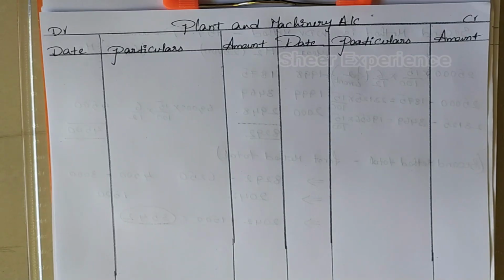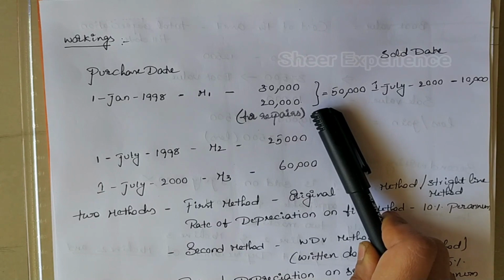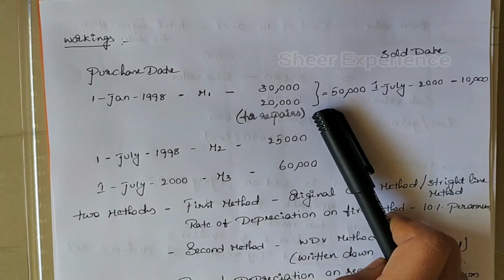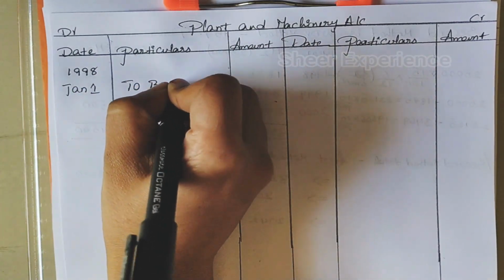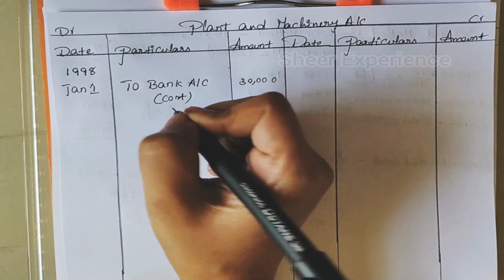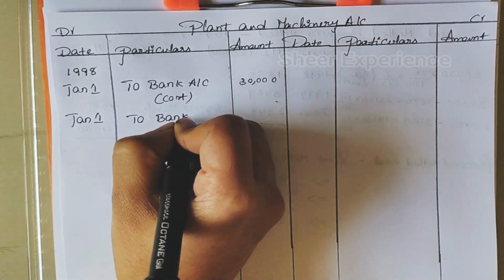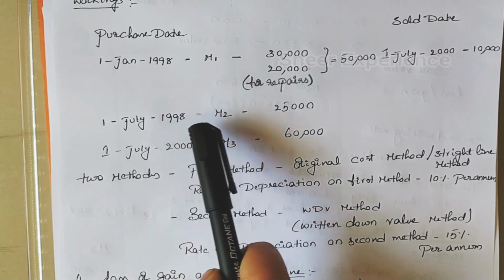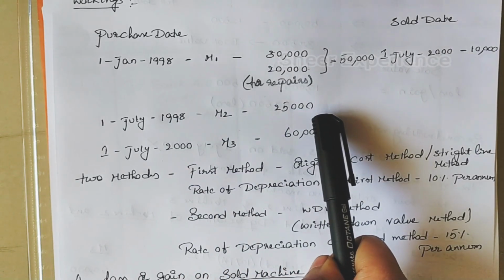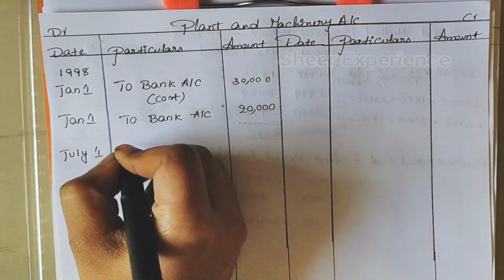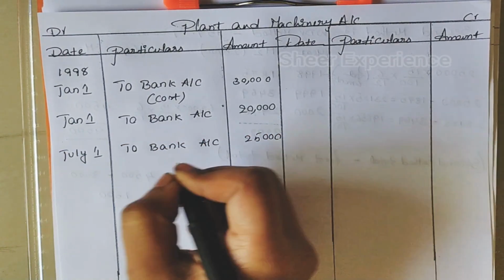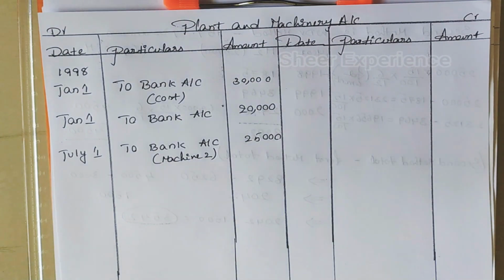Now we will prepare the plant and machinery account. On 1st January 1998, we have purchased Machine 1 for 30,000. Immediately we have spent 20,000 on overhauling. We will record these two amounts on the debit side and mention 'to bank' in the particulars column. In the same year, we have purchased Machine 2 for 25,000. And we will mention 'to bank' in the particulars column and 25,000 in the amount column.